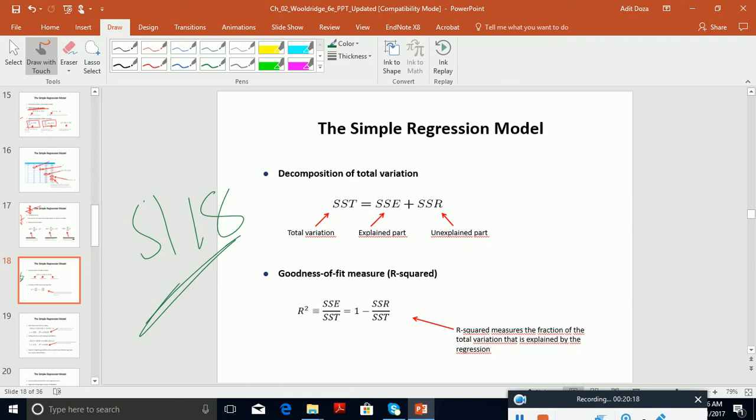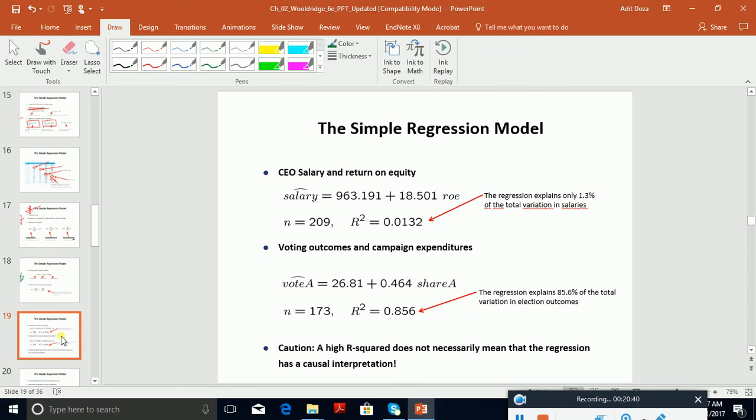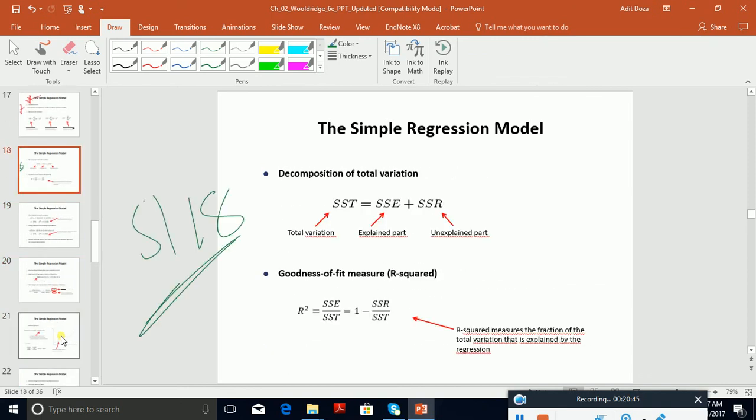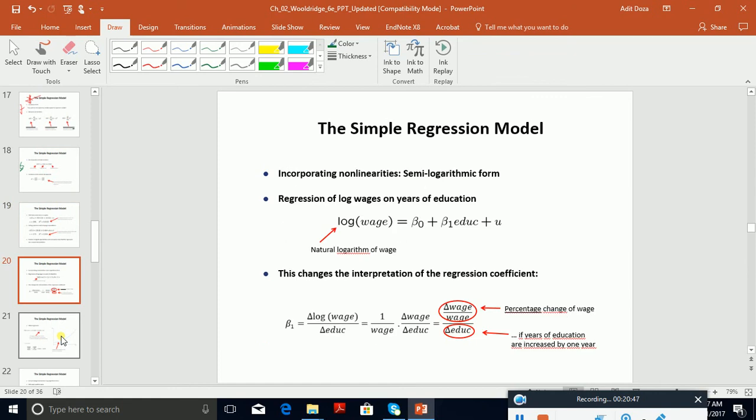And sum of square E is the sum of the explained part, right? And SSR is the sum of square residual, the unexplained part. The error term is always the unexplained part, right? We don't know what's going on there. And SST is the sum of square total. So slide 18, very important.